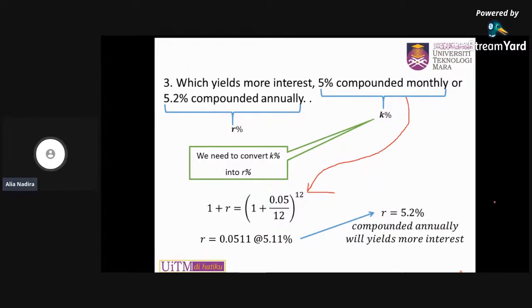Okay, so you do comparison. Normal. Okay, so yang mana you compare antara dua ni. Ni compare antara this one dengan this one. 5.11 dengan 5.2. So, 5.2 is will yield more interest sebab rate dia lagi tinggi. So, interest akan lagi tinggi.